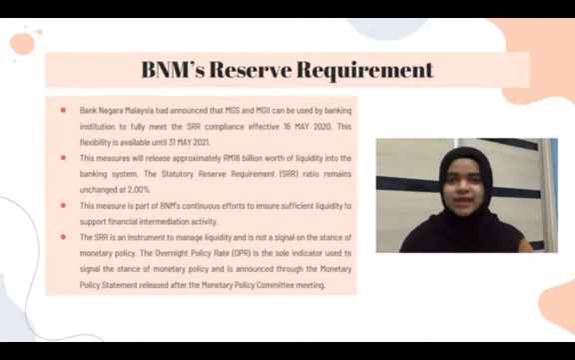Bank Negara Malaysia had announced that the MGS, which is the Malaysian Government Securities, and MGII, which is the Malaysian Government Investment Issues, can be used by banking institutions to fully meet the statutory reserve requirement (SRR) compliance, effective 16 May last year. This flexibility is available until this year's 31st May. These measures will release approximately 16 billion worth of liquidity into the banking system. The SRR ratio remains unchanged at 2%.